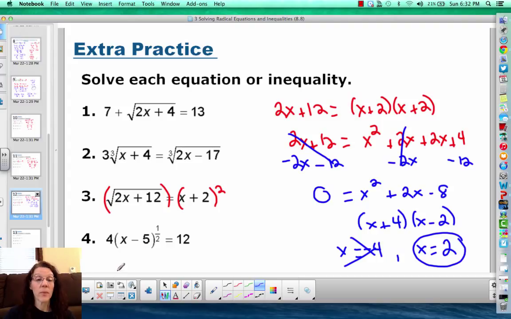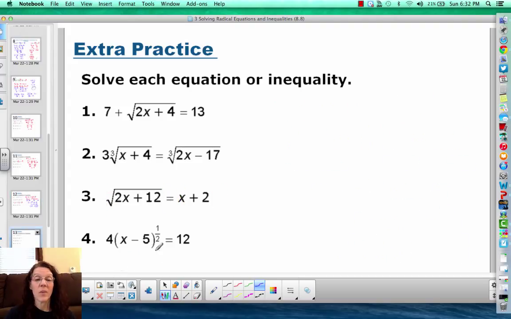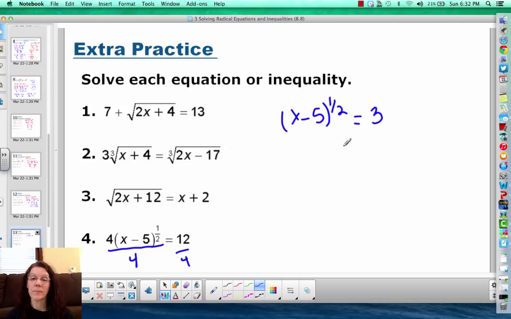All right, last problem here. Did you notice it's got a rational exponent? You can treat that one of two ways. I'm going to treat it as an exponent here. So I'm going to divide both sides by 4 because I want to get that by itself if I can. All right, so I now have x minus 5 to the 1/2 power equals 3.